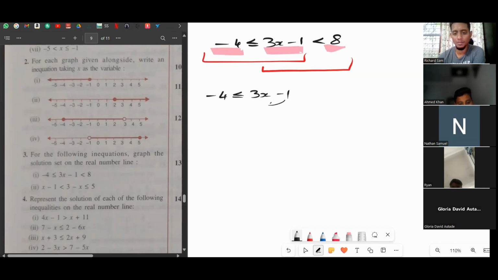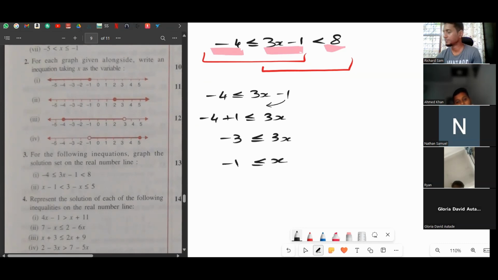So let's take the -1 to the left. That's -4 plus 1 less than equal to 3x. So -3 less than equal to 3x. That is -1 less than equal to x. Yes? Then solve the second and the third part.